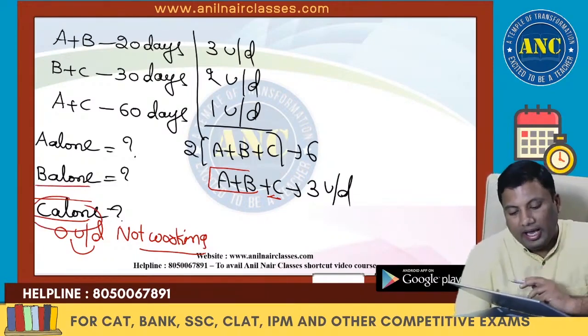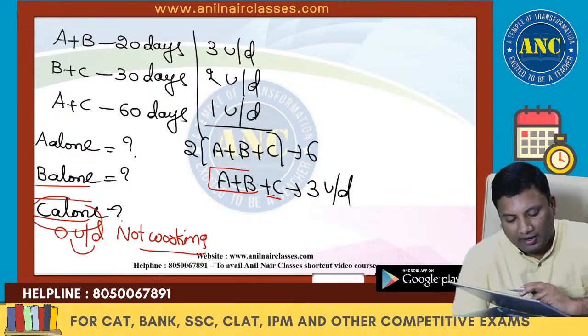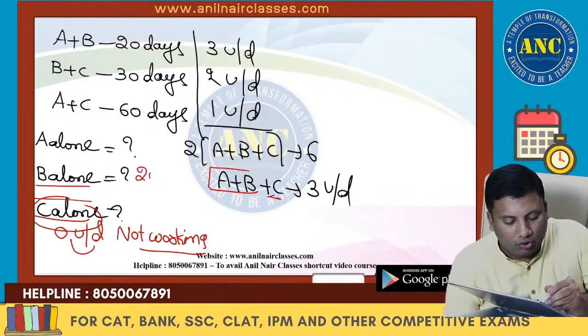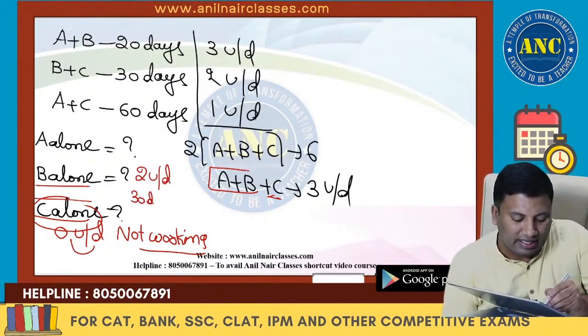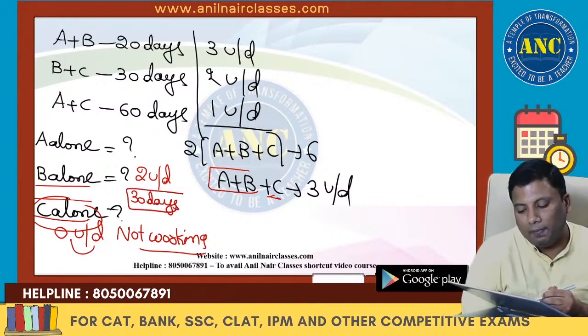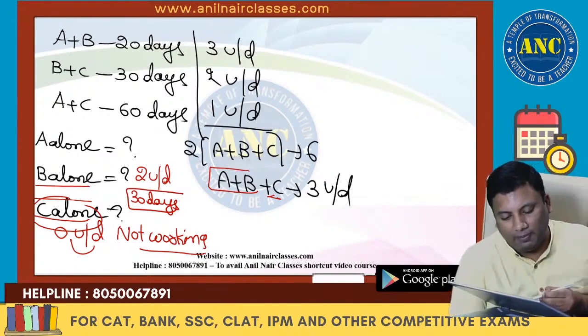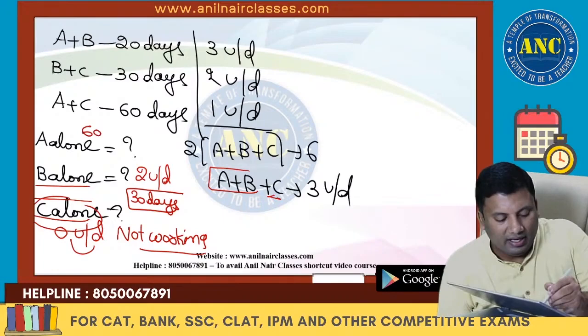B alone: A plus C is 1, so it is nothing but 2 units per day. 1 day 2 units, so it will take 30 days. A alone: B plus C is 2 units, so A will be 60 days.